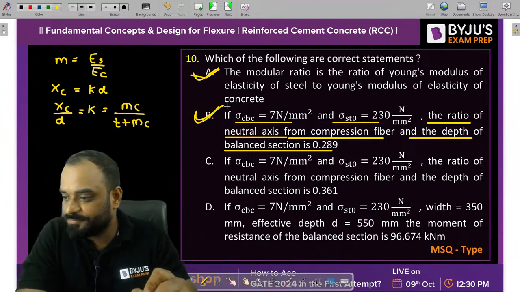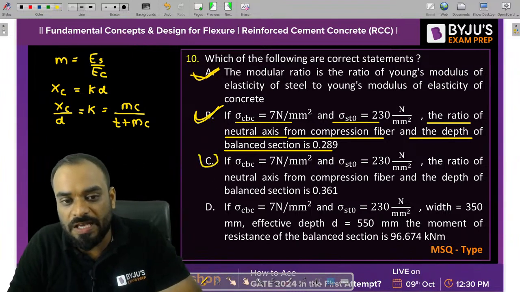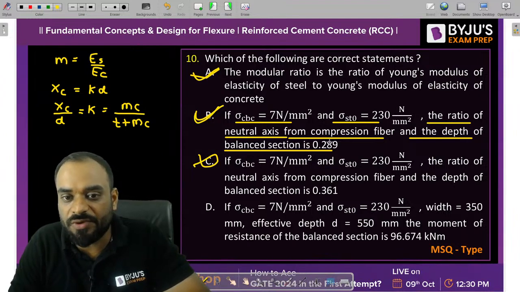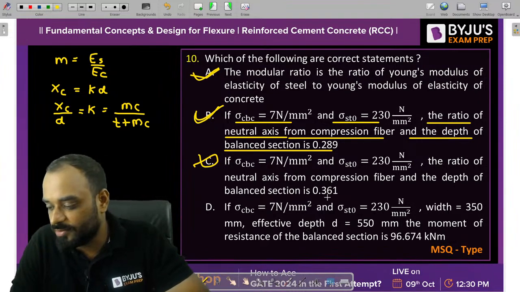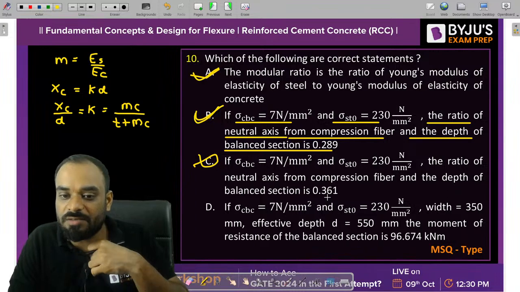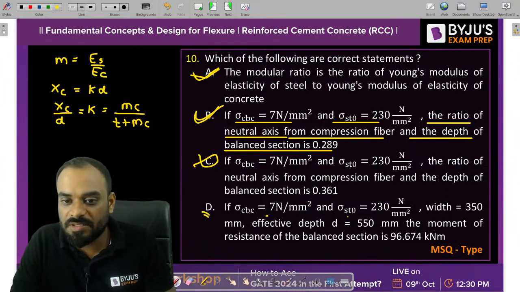B is also correct. Okay. Now tell me, guys, if we talk about the C option, yes, definitely it is wrong, because if this one is correct, then this should be the wrong one. Why? Because the value they have mentioned is 0.361, which is wrong, right? Now the last statement, D option. Sigma CBC is this, sigma ST is this, B is this, D is this.